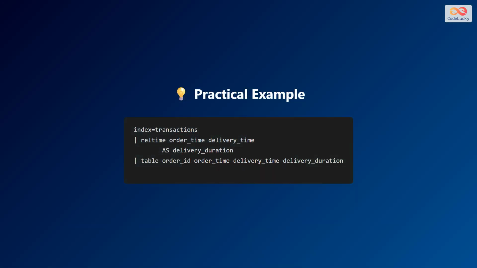In a practical scenario such as tracking transactions, you can calculate the delivery duration by comparing order time with delivery time. This helps measure the time taken for deliveries directly in your data.